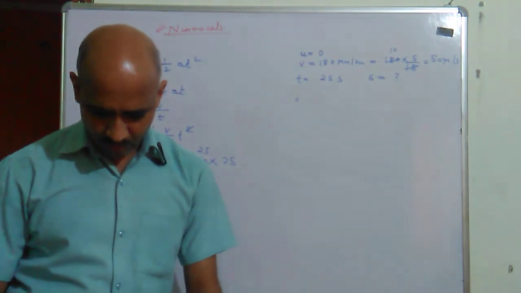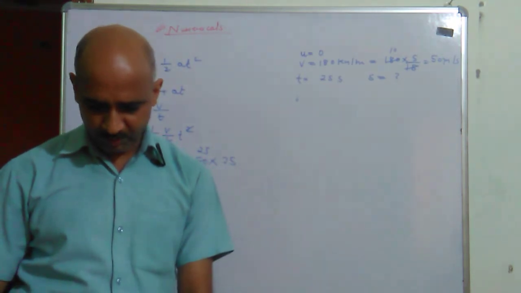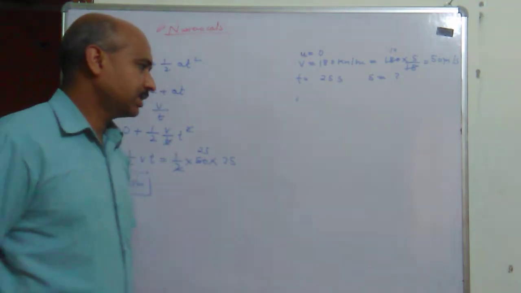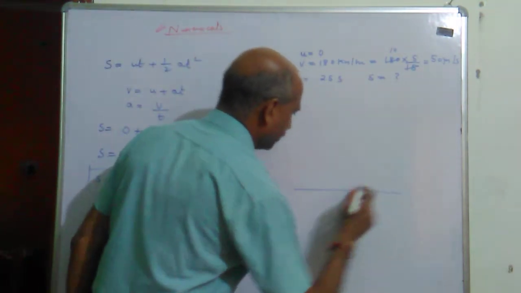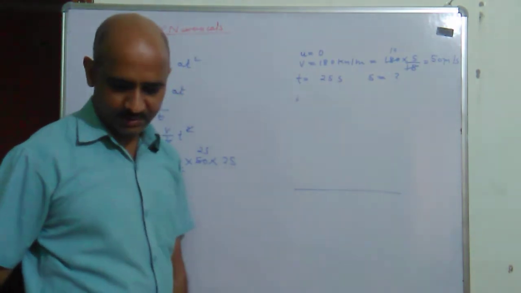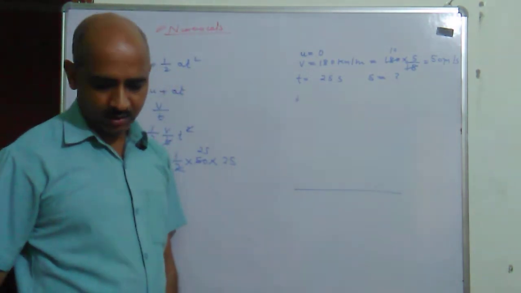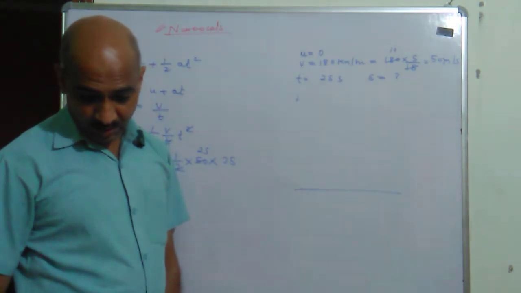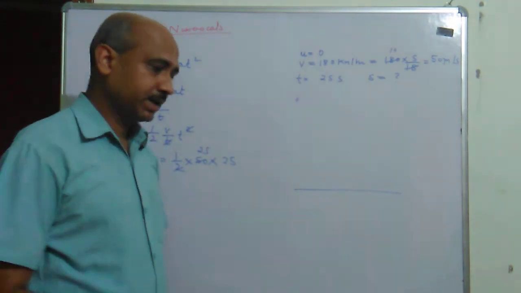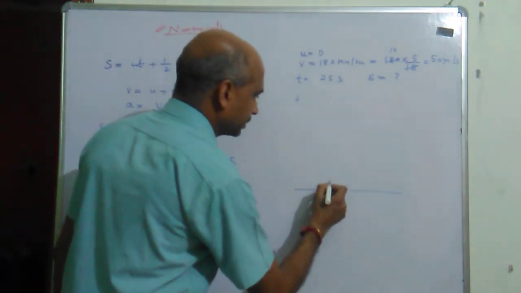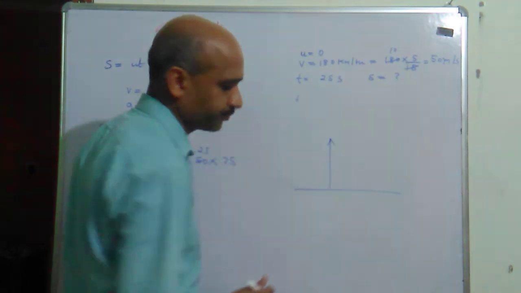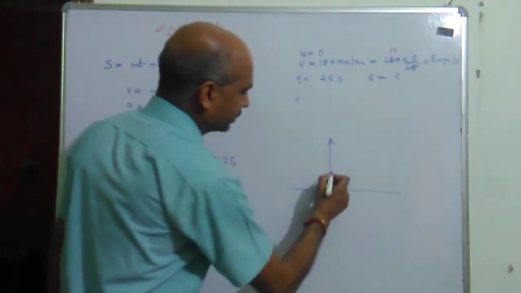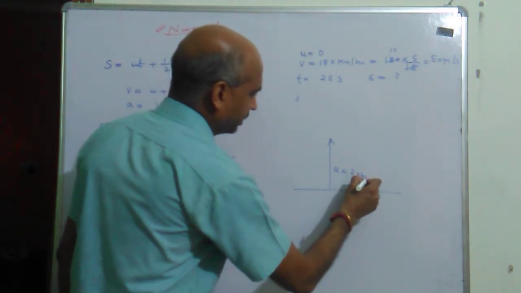14, sorry. Two balls A and B are thrown simultaneously. A vertically upward with a speed of 20 meters per second. Now what we are doing, suppose we are standing on the ground with two balls. The first ball is A, the second ball is B. Two balls are thrown simultaneously. Ball A is thrown vertically upward with a speed of 20 meters per second. That means the initial speed is given to us. It is 20 meters per second.